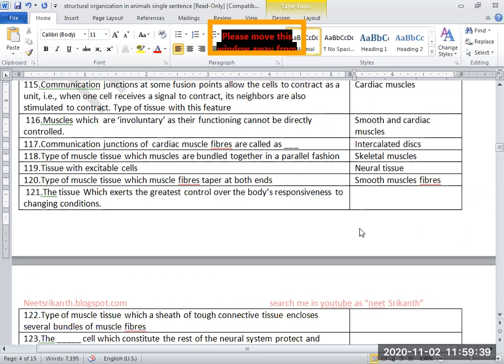The tissue which exerts the greatest control over the body's responsiveness to changing condition. Who is that? Neural tissue. Very good.